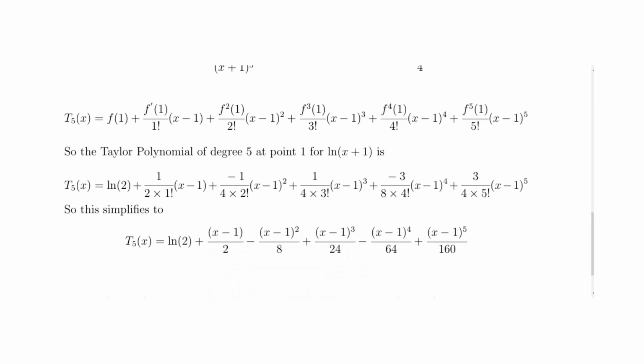So we could say that's a pretty successful result. Okay, just to show you again, T5(x) equals ln of 2 plus (x minus 1) over 2 minus (x minus 1) squared over 8 plus (x minus 1) cubed over 24 minus (x minus 1) to the 4 over 64 plus (x minus 1) to the 5 over 160.